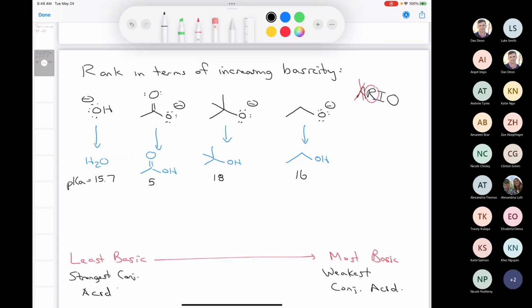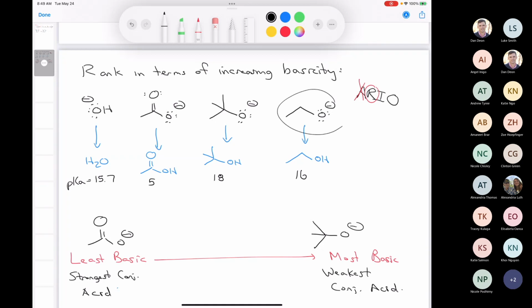So now we can just look at the pKa's of the conjugate acids. Which one is the strongest of all? The strongest conjugate acid is the acetate ion. So we'll put that down here. This is the least basic of all of them. Which one is the weakest acid? The weakest acid is the tert-butanol. It has the highest pKa, therefore it would produce the strongest base. So this is going to be the strongest of all the bases.